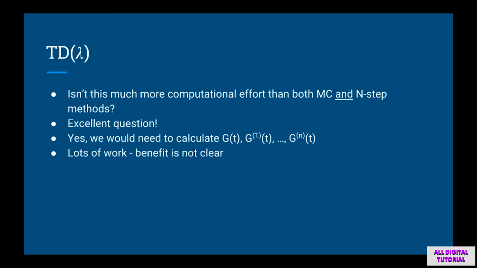At this point, the obvious question is, this seems worse than both Monte Carlo and the n-step method in terms of computational effort. With Monte Carlo, all we need to do is compute the returns for the episode. With the n-step method, we have to compute the n-step return for every time step. But now we have to compute the Monte Carlo return and all the n-step returns from n equals 1 all the way to the length of the episode. This sounds like a lot more work for what is not clearly a benefit.